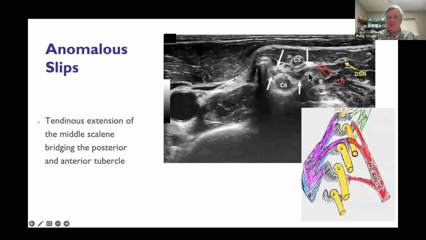So here we are. You've seen this image before. Chassaignac's tubercle, posterior tubercle, C6, C5. And what you're seeing here is this is mostly posterior scalene, and this is middle scalene. And you can see middle scalene goes all the way across and inserts on the wrong side. And so this is called an anomalous slip. And they're more common than you would think. You just have to be aware that they exist. So when you see a muscle band going across and through the neural foramen, it's typically an anomalous slip. Remember, an accessory scalene will not attach to the tubercles, and so this is essentially what you're seeing here in this image.